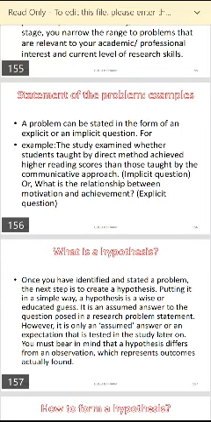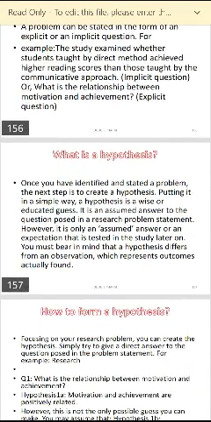So let's see what the hypothesis is. What is a hypothesis? Once you have identified and stated the problem, the next step is to create a hypothesis. Putting it in a simple way, you have already identified the problem and created the problem statement. Then from there, the hypothesis is what we call an academic guess.